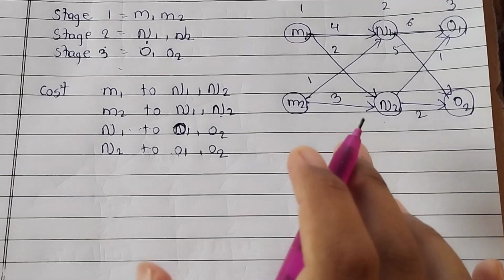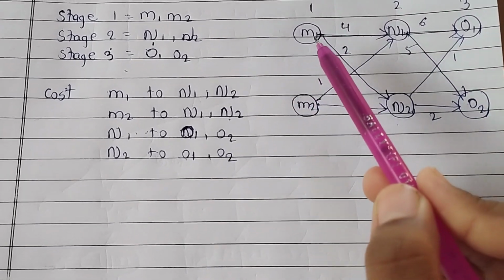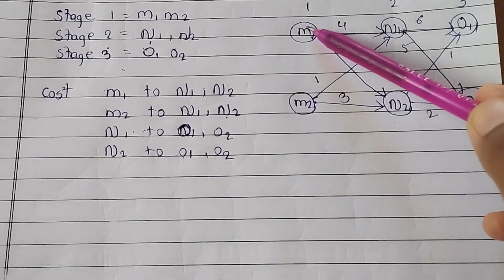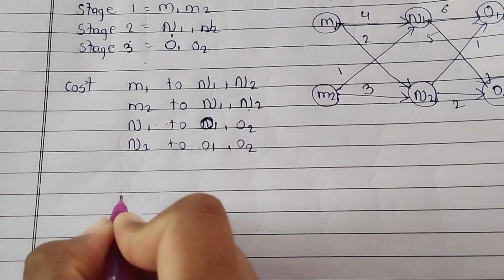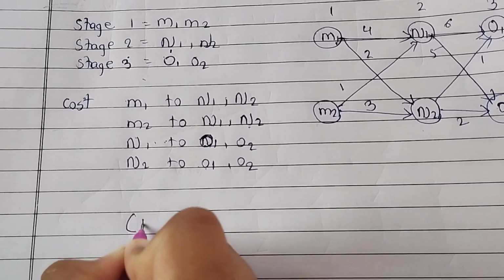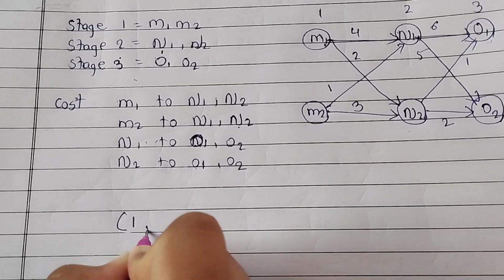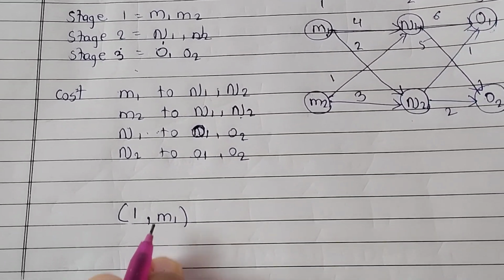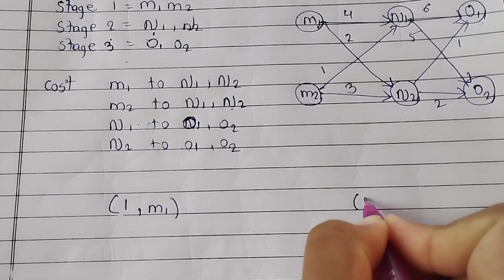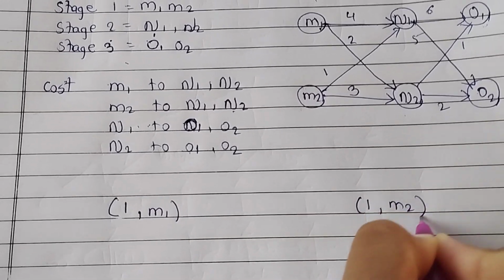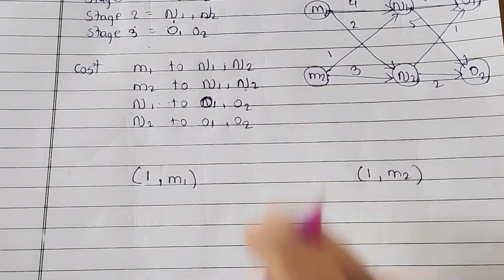Here no specific root or starting or initial node is mentioned. So first we want to find out from stage 1 to stage 3 which is the minimum cost. In stage 1 two nodes are present. So here we draw first, this is stage 1. We start from stage 1. M1 is the node, and the meaning of this bracket is that in stage 1 M1 is present, and in stage 1 M2 is also present. So here we draw two graphs, first for M1 and second for M2.